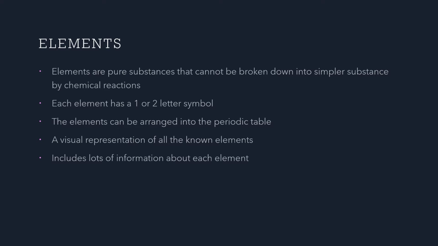Each element has a 1 or 2 letter symbol. So if you look on the periodic table, you're going to see something like a box. And this box will have a letter in it, like C for carbon. The C is the symbol for carbon. And you're going to see that different elements will have different letters, basically showing you what that element is. Sometimes it's based on their English name and sometimes it's based on a Latin name. So the letters don't always line up with the name of the element.